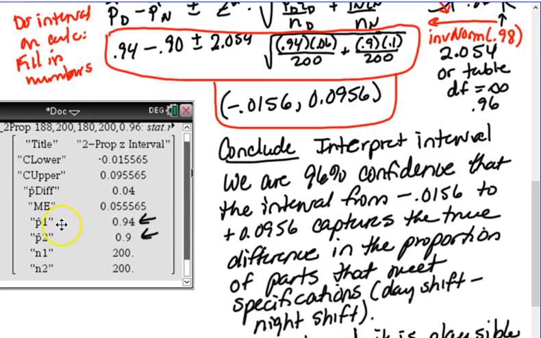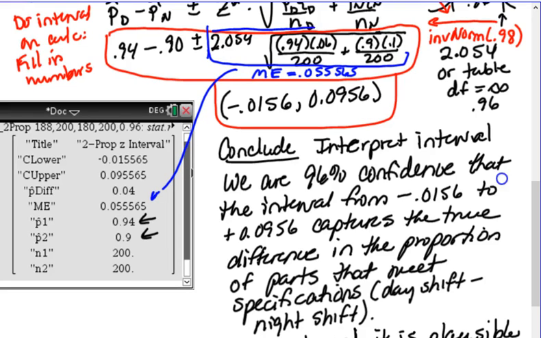So my P-hat 1 and P-hat 2 are going to go right here. I already have my Z critical value that I've done. So notice this would be 0.94 times 0.06 over 200 from this P-hat 1. P-hat 2, this is 0.9 times 0.1 over 200. So this whole value right in here, the 2.054 times all of this, should give me the margin of error. So you can double check that. This is equal to the margin of error, which is 0.055565 from down here. So this whole value right here is the margin of error.